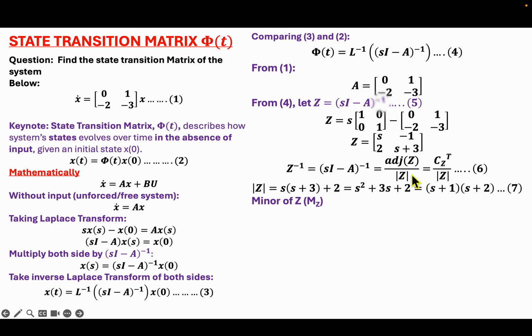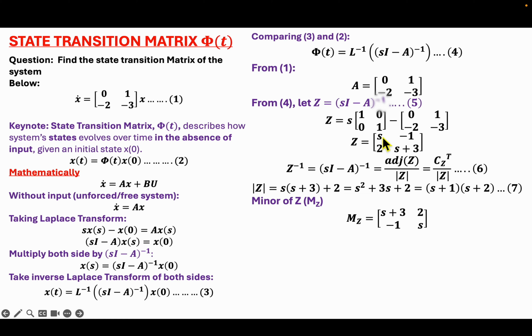So now I need to find my adjoint. To find adjoint, you need to find the minor of z, that is the minor of each element. So the minor of z is this. How did I find this? So what you do is you go to z and you close the corresponding row and column of each element.